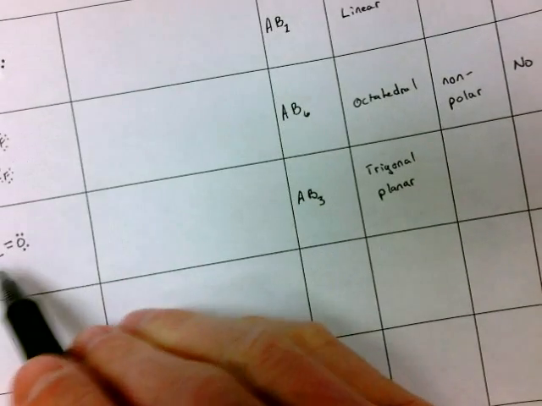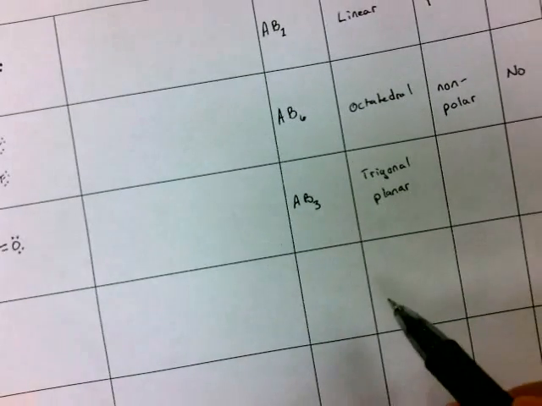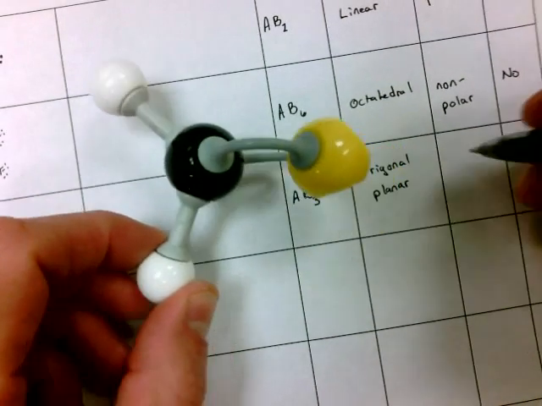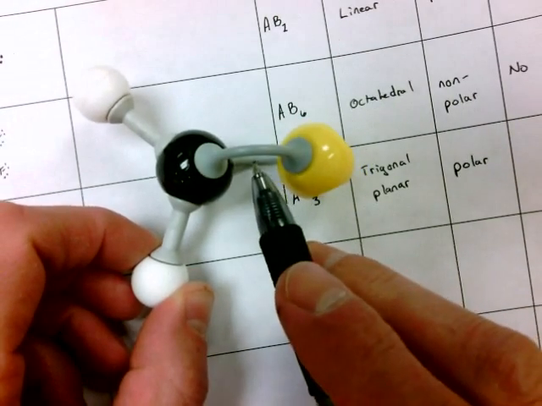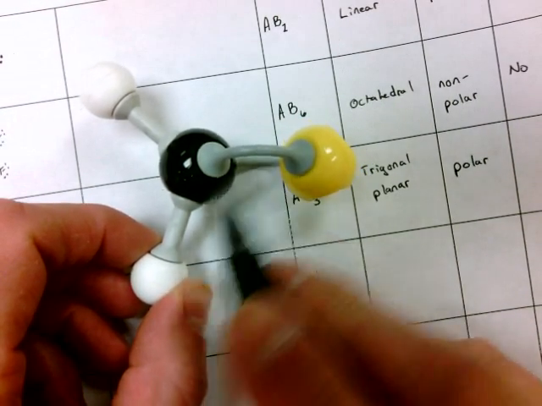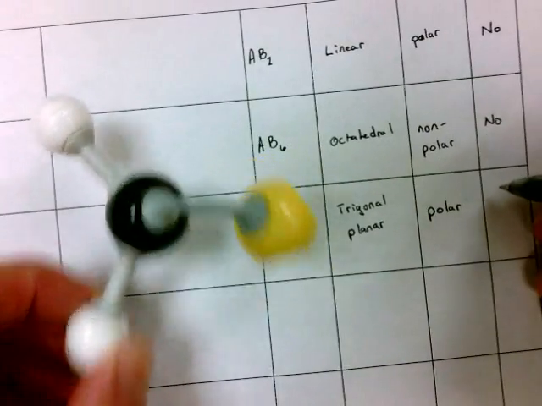Polarity. Carbon has oxygen and it has hydrogen, so there's clearly a side that has yellow and a side that has white, which would make this polar. This does have a double bond, but that double bond can't move to these other locations, so it's no resonance.